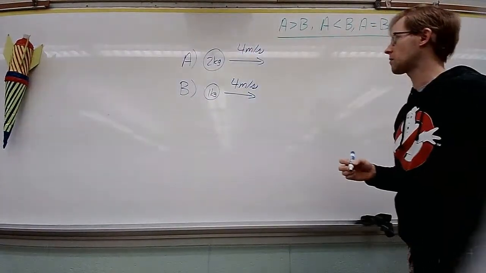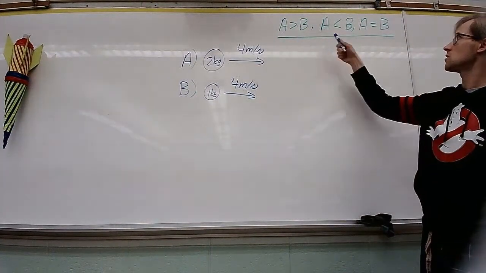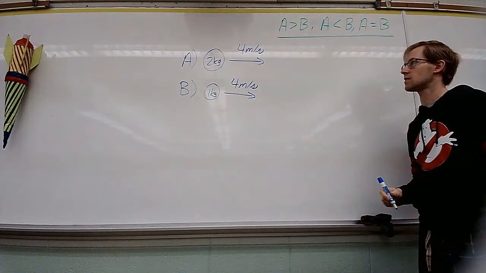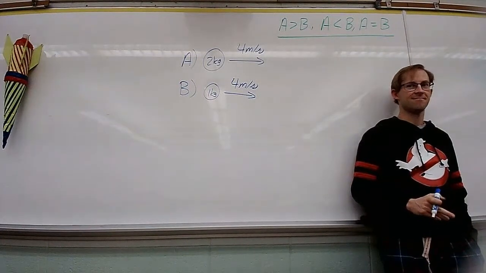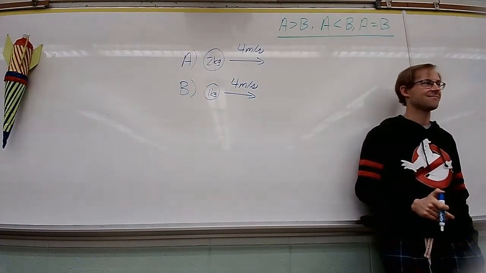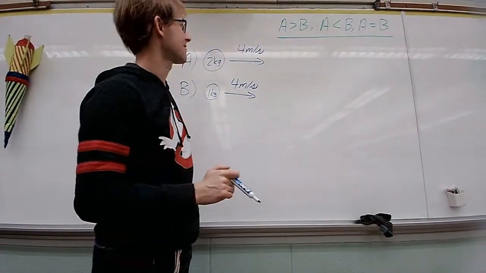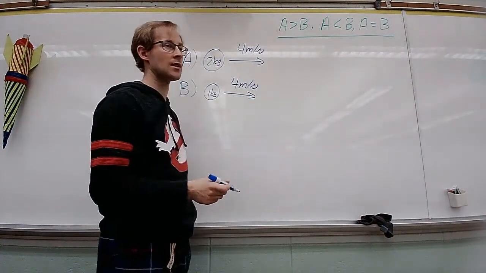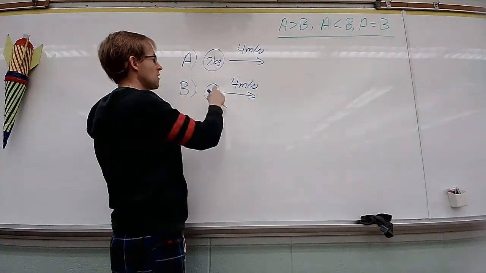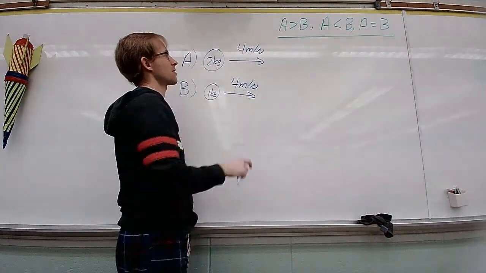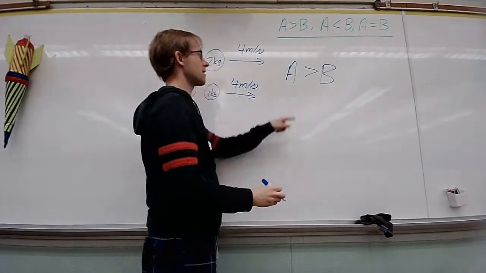If you were to compare the momentum of these two objects, how would you do so using one of these 3 explanations? Is A greater than B, A less than B, or A equal to B? Yeah, exactly. A is going to be greater than B because, remember, momentum is mass times velocity. So 2 times 4 is 8. 1 times 4 is 4. 8 is greater than 4. Therefore, the alligator eats letter A because it's bigger.